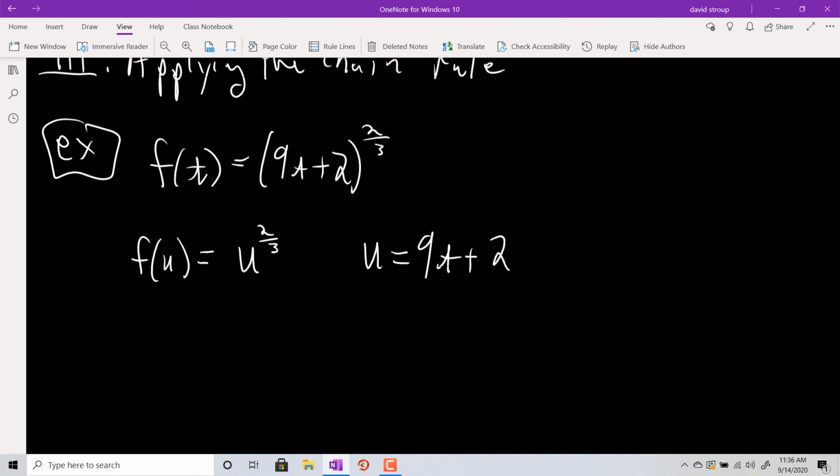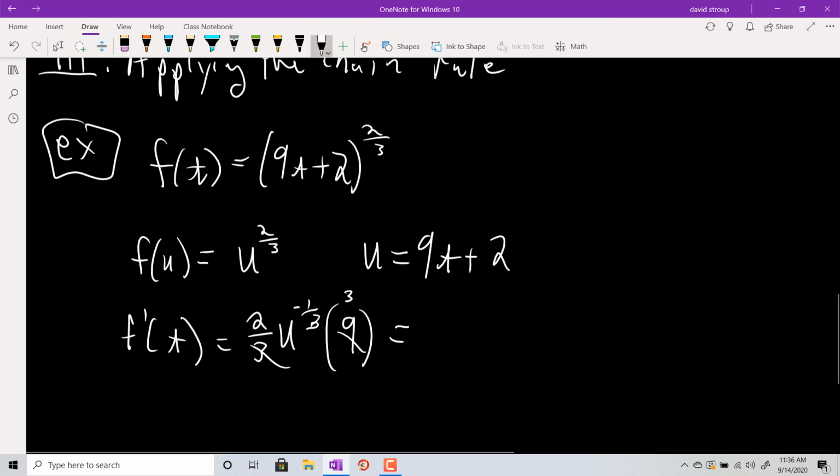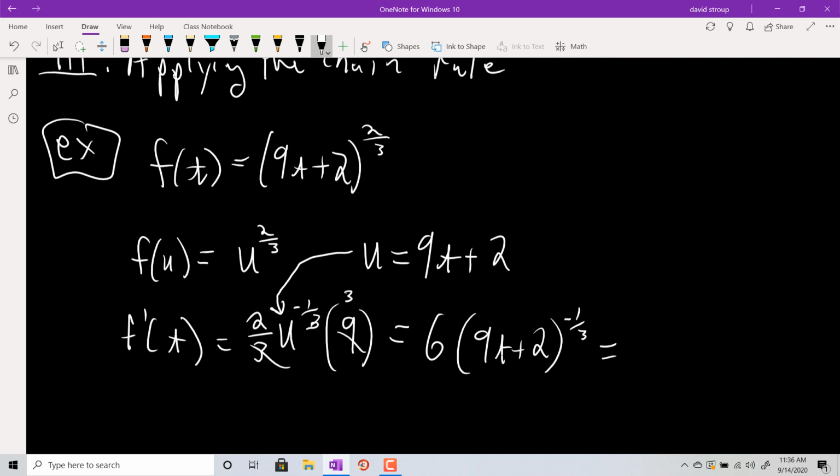To find the derivative, we take the derivative of the parts. The derivative of f of t is going to be the derivative of f of u, which is 2/3 u to the 2/3 minus 3/3, which is minus 1/3. And then times the derivative of u, which is just 9. At the end, we have to back substitute, so you can't leave it in terms of u. 2/3 times 9, so 3 goes into the 9 and gives you 6 in the front. So we'll have 6 times u, which is 9t plus 2, raised to the negative 1/3. If you want to get rid of the negative exponent, it'll be 6 all over 9t plus 2 to the 1/3, or you could use a cube root if you'd rather.